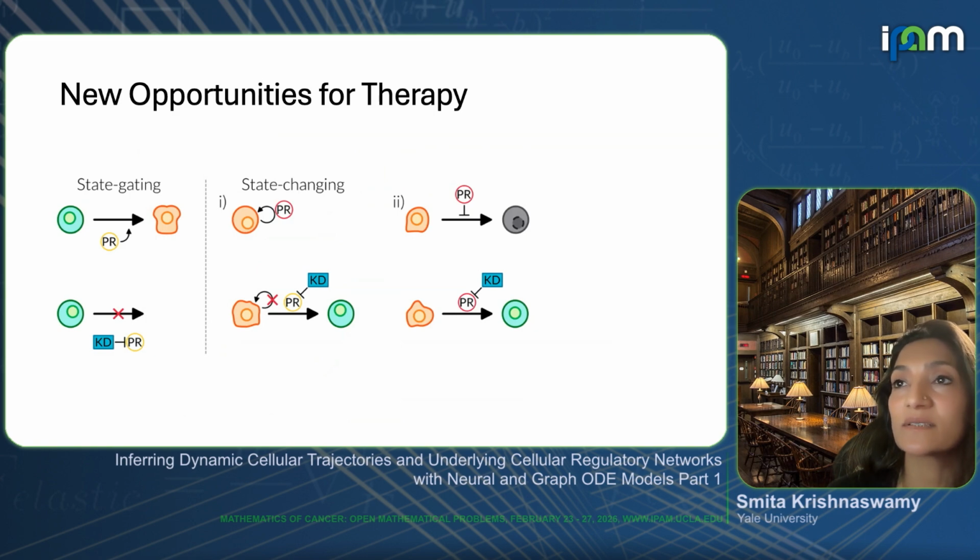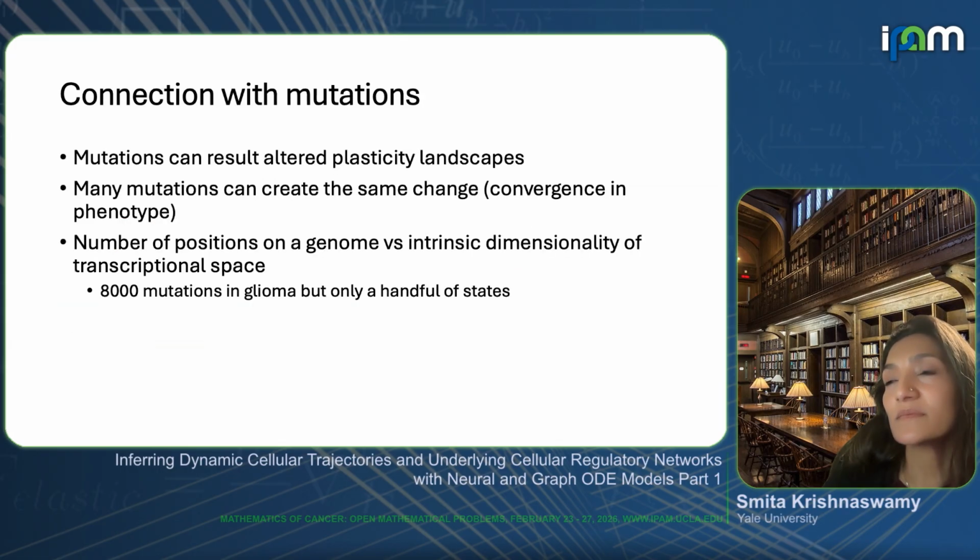People are thinking about two types of therapies: state gating therapies that hold cells in a certain state and don't allow a transition to another state potentially, and state changing therapies that actually push back from a certain malignant state back to a more benign state where the cells could be killed and are sensitive to therapy.